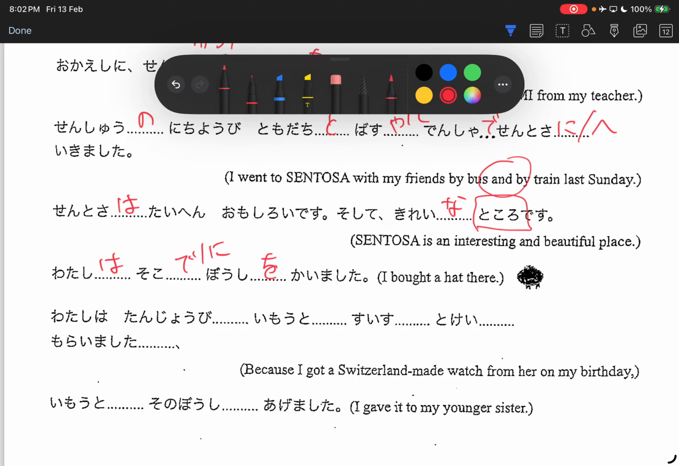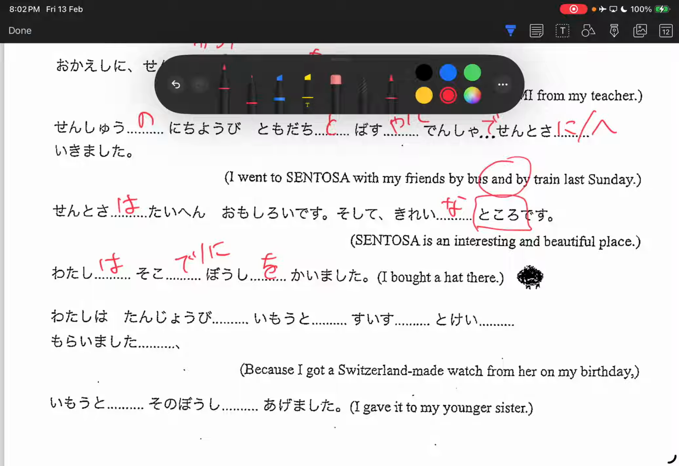Any other proposed answers? There is the best one. Okay, ni is also acceptable. Some people will say soko e. Can or not? Okay, soko e is okay also. But of course the best is still de because it's a place of action.